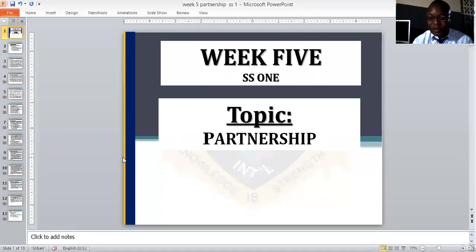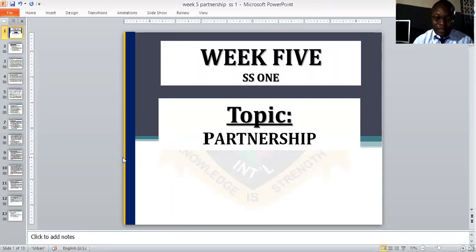And we also discussed the sources of capital of sole proprietorship. They can get loans and overdrafts from the bank. They also allow credit purchases. Loans from friends as well, and loans from relatives. So all these are the sources of capital for sole proprietorship. That's what we briefly discussed in the previous lesson.